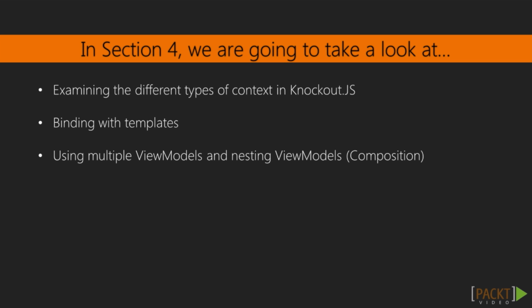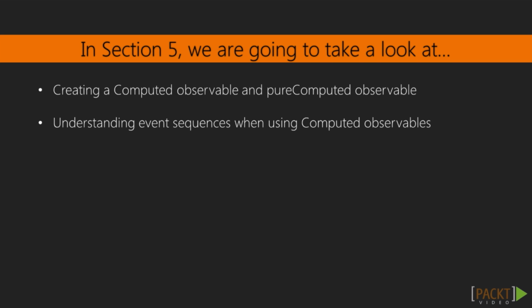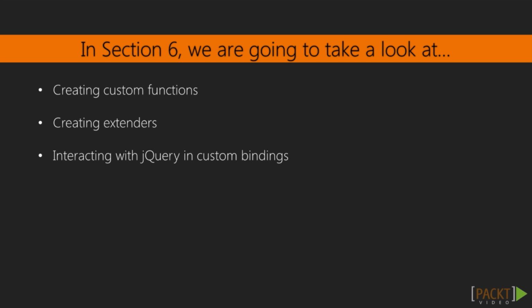In section 4, we'll tackle the concept of data context. This can be tricky to understand at first, but it's central to the MVVM pattern in Knockout.JS. By the end of section 4, though, you'll be a pro. Section 5 walks you through computed observables. This is a powerful feature of Knockout.JS that I think you will really enjoy. With the basics firmly in hand, Section 6 will examine what it takes to extend Knockout.JS for a variety of scenarios. We'll create custom functions, extenders, and custom bindings that will really make your application shine.